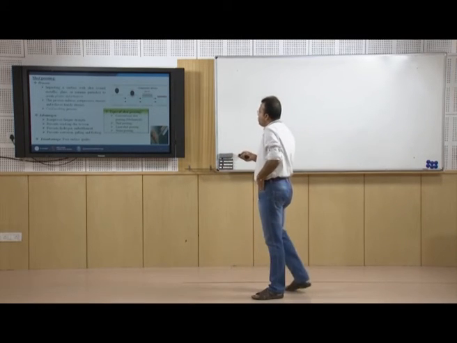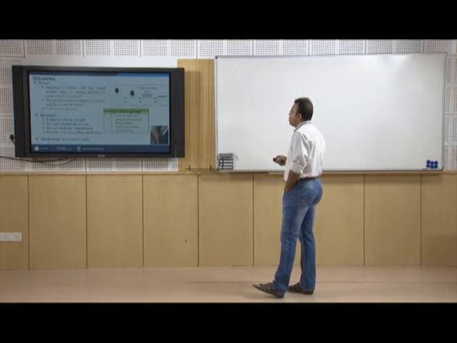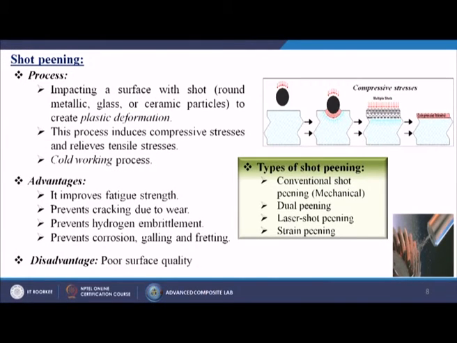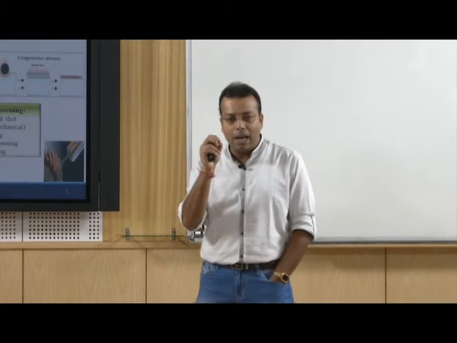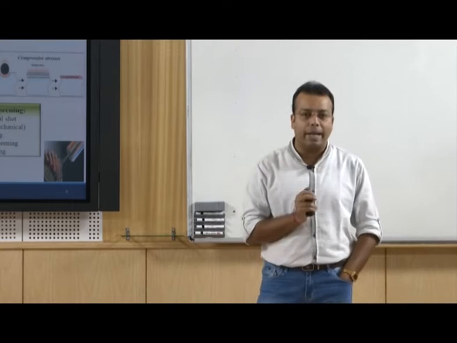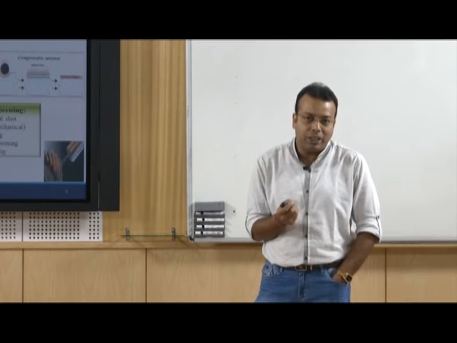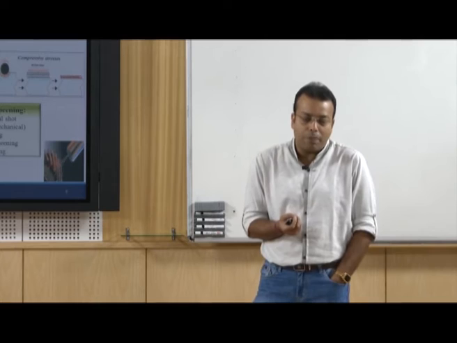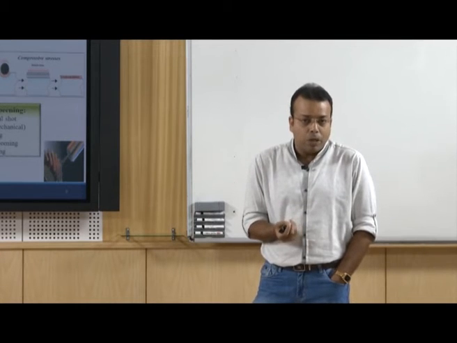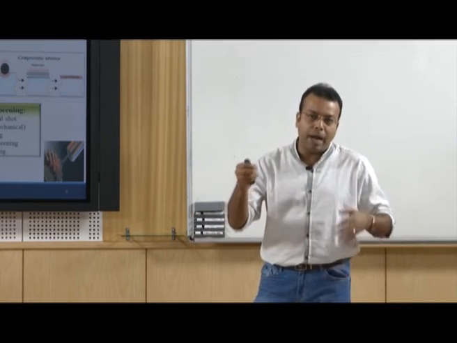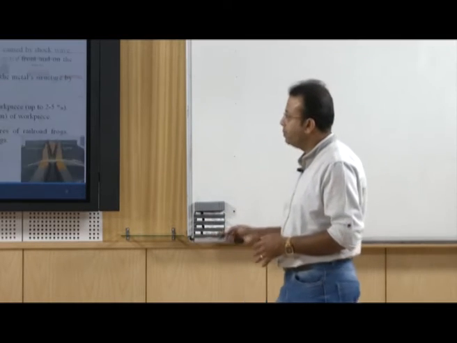There are several types of shot peening methods available. One is conventional shot peening, which is the mechanical process. This is the schematic view of that process. Then dual peening, laser shot peening and strain peening. The logic is the same, only the way you allow those balls to come into contact differs. Either you can mix them with lasers, or with water or some kind of medium, so that the balls can come and directly hit your material surface.